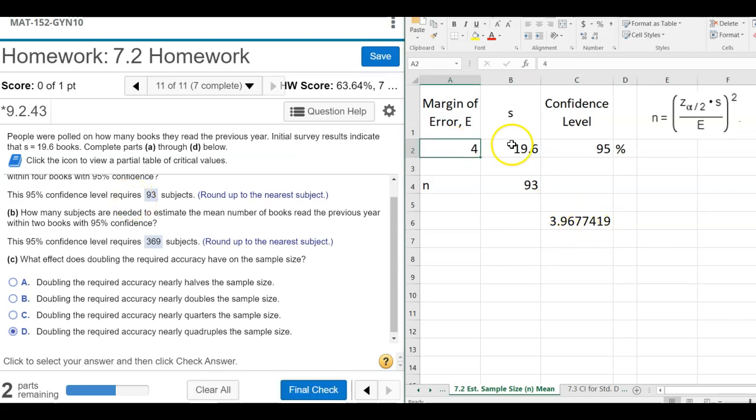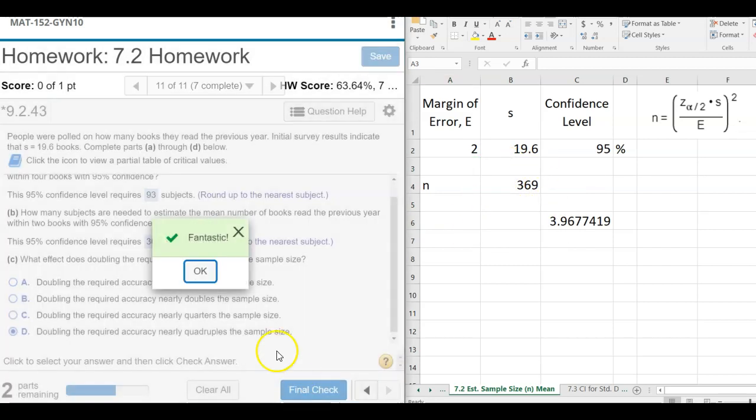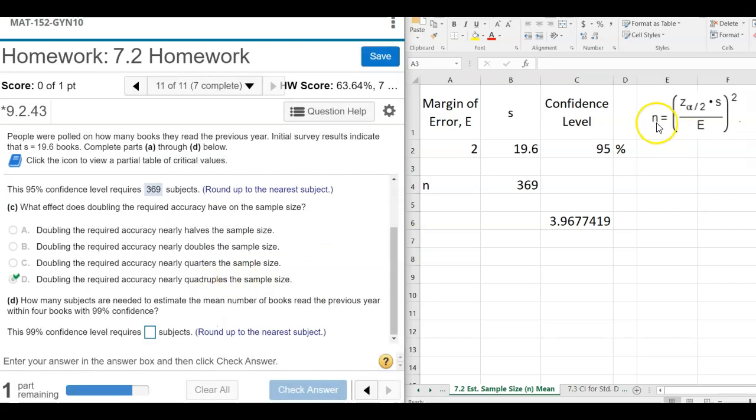Doubling required accuracy is actually halving our margin of error. Halving our margin of error, which is what doubling the required accuracy means, quadruples the sample size. So we went from 4 to 2. That's doubling the required accuracy, which halves the margin of error. That quadruples our sample size. So that's what D is. All right. So anyway, there's an example of how to use these spreadsheets for your Chapter 7.2 homework. So let me know if you have any questions about this, and I'll try to make a more specific video if you have any specific questions you want to address.